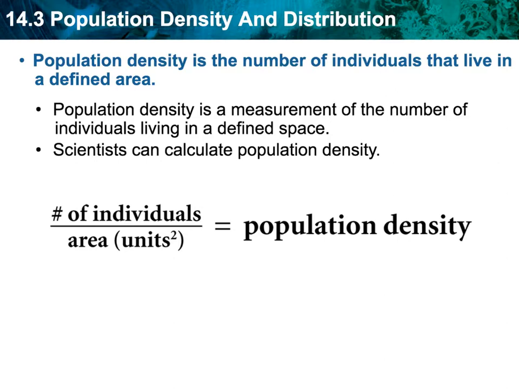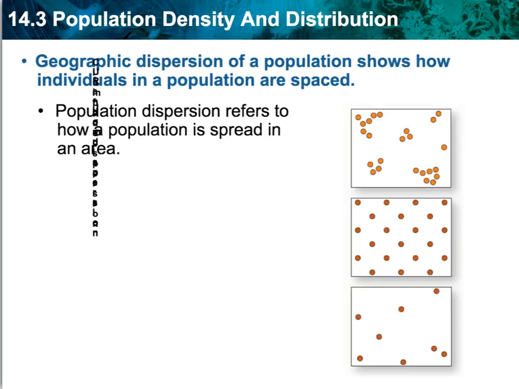In addition to density, scientists also examine the dispersion of a population to understand better how that population interacts with other individuals within its own population. There are three major types of population dispersion, and they're shown here.